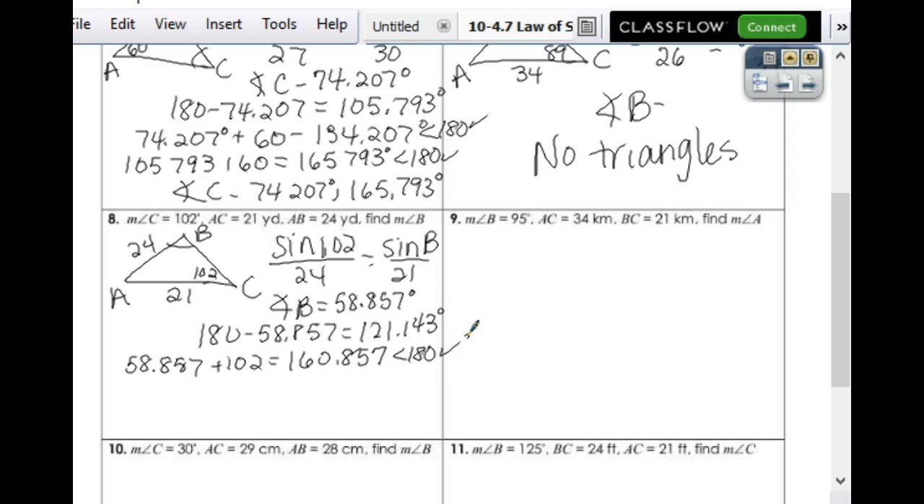It is. Okay, but this is close, right? So that is an angle, correct? Next, I'm going to take the 121.143 and add 102. Is that going to be less than 180? So this is not an angle. So I only get one triangle this time. I only get this one. So I only get one angle for angle B.